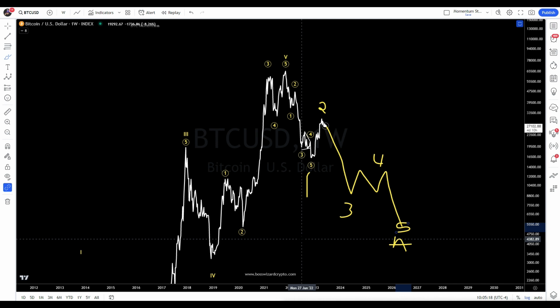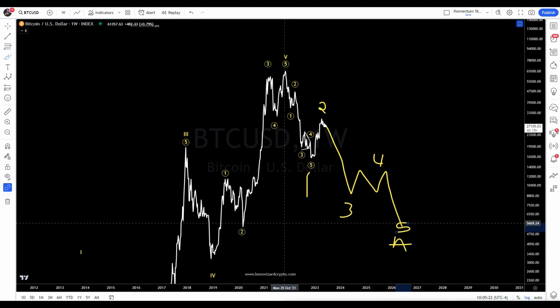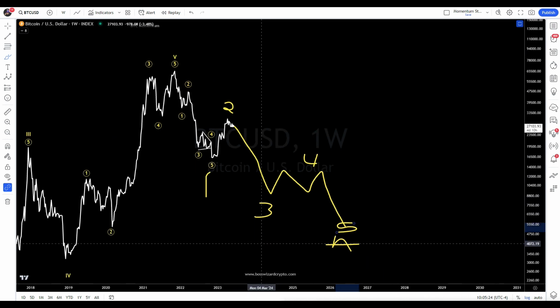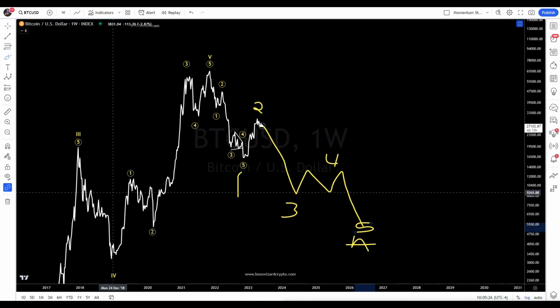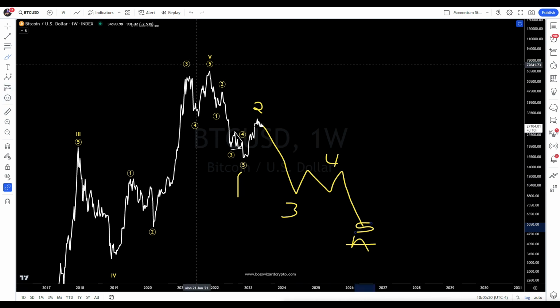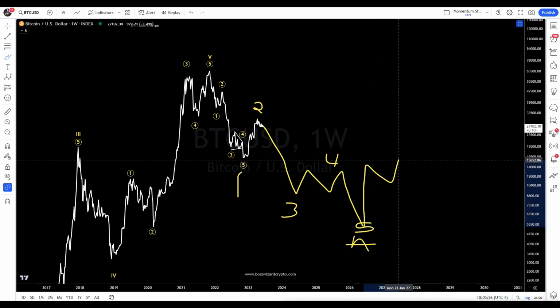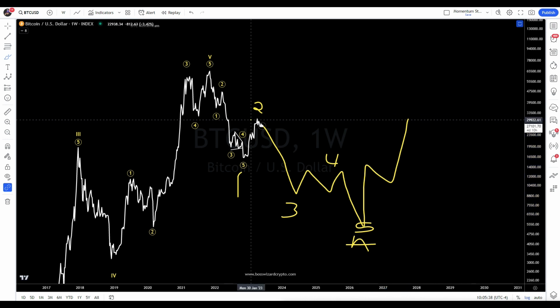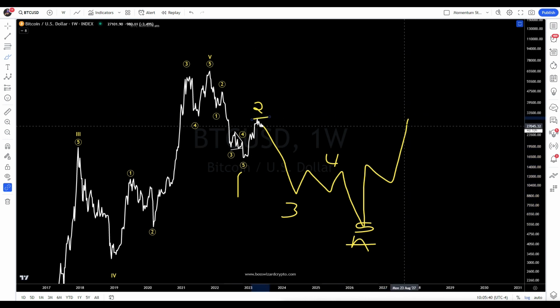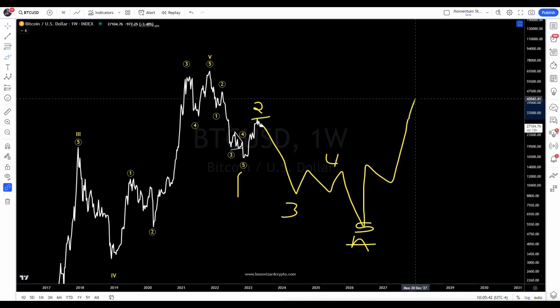Because I am not a bull or a bear. I am just taking whatever the market wants to give me. No hopium here, folks. A wave. Then real strong B. You're going to come up here, you're going to break that probably. Real strong B. Everybody's going to think we're going to the moon, but we won't.